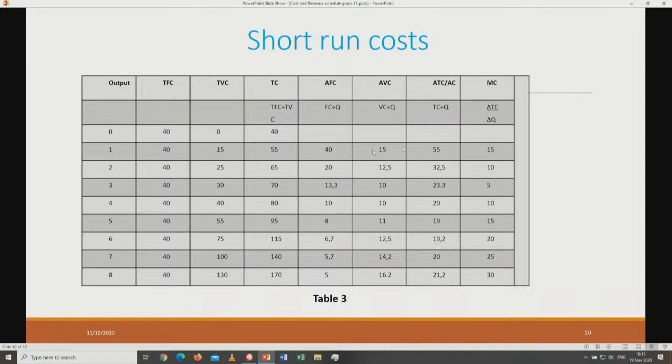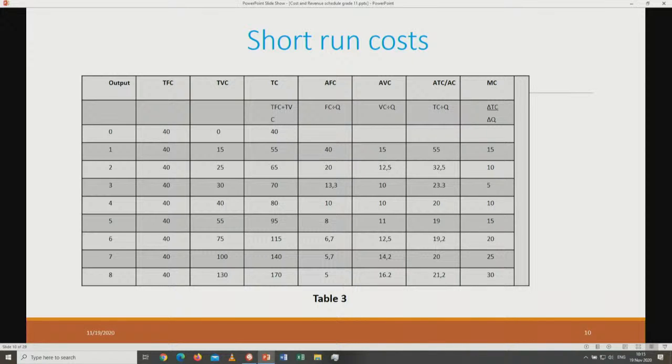Right. And then the next column, column number 4, is our total cost. How do we arrive at a figure for this total cost? Of course, it's indicated here. You add your fixed cost and your variable cost to get your total cost. For example, this 40, where does it come from? It's your variable cost, which is 0, plus your 40, which is your total fixed cost. It gives you this amount.